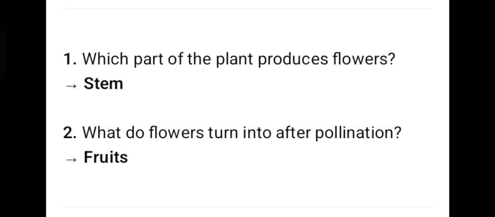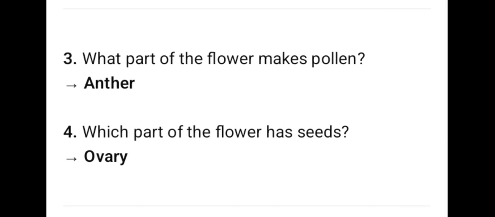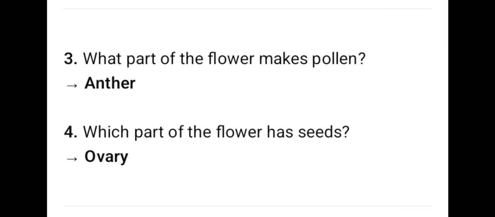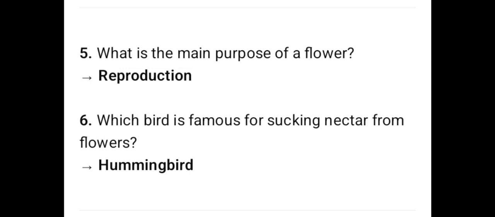Which part of the plant produces flowers? Stem. What do flowers turn into after pollination? Fruits. What part of the flower makes pollen? Anther. Which part of the flower has seeds? Ovary.